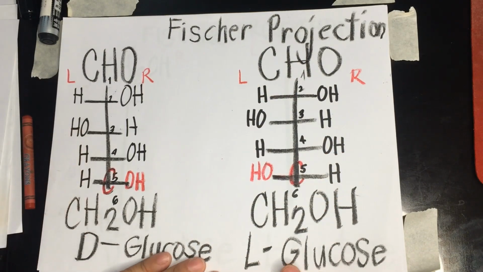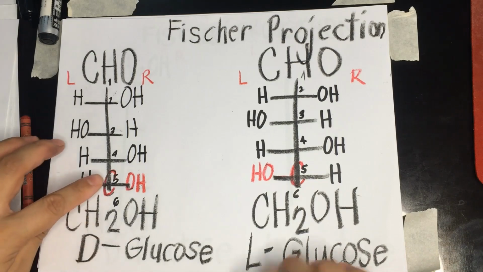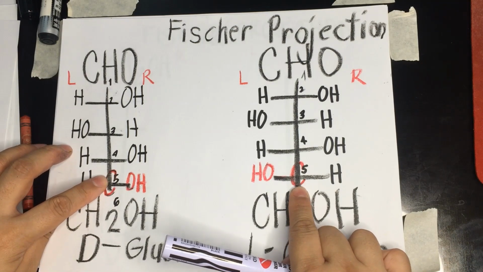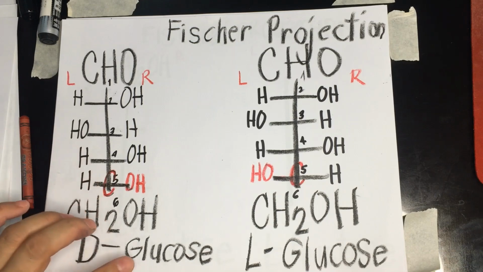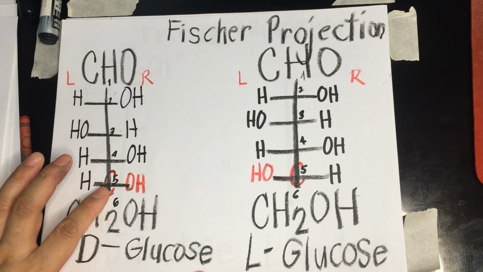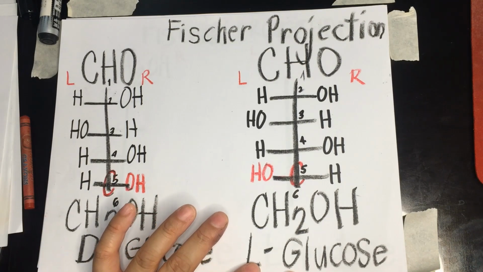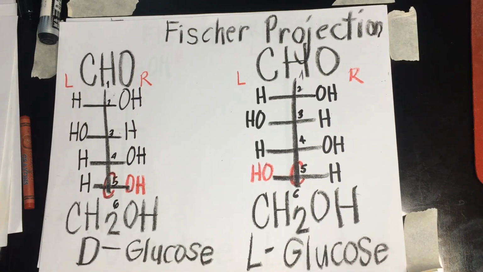This is now the Fischer projection for D-glucose and the L-glucose, taking into consideration the highest number of the chiral centers, which will determine if it is in D configuration or if it is in L configuration. Again, for D configuration, we are to place the hydroxyl group on the right side. If it is on the L configuration, then we are going to place the hydroxyl group on the left side.